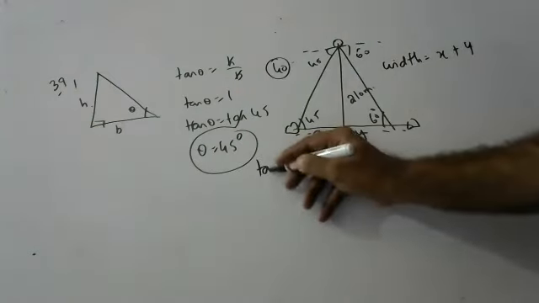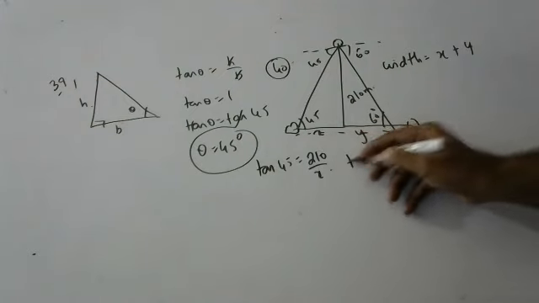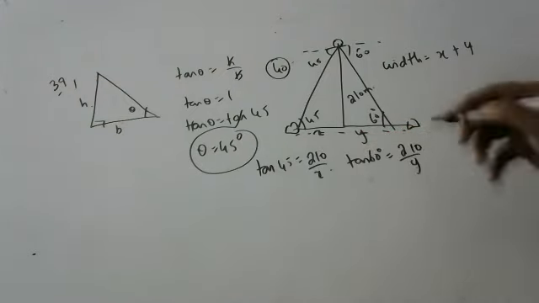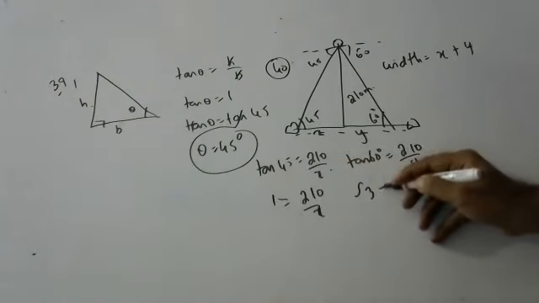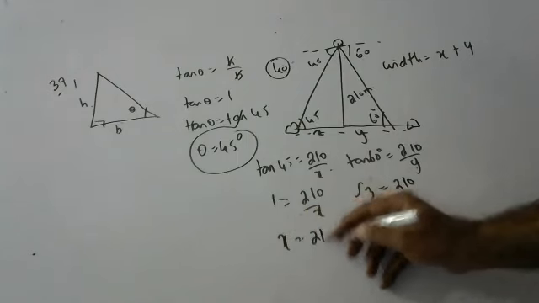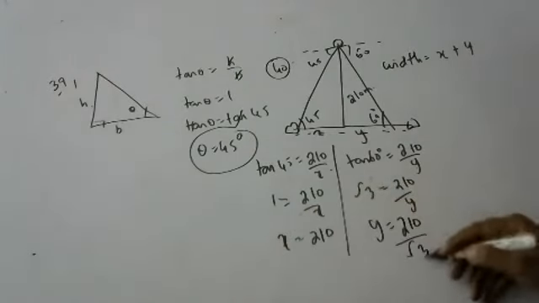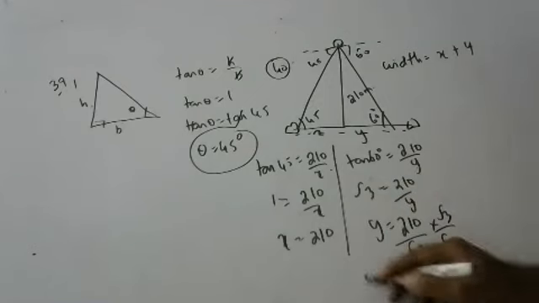Tan 45 is 210 by x. Tan 60 is 210 by y. So 1 is equal to 210 by x, and root 3 is equal to 210 by y. So x is equal to 210 and y is equal to 210 by root 3. Then 210 plus 210 by root 3, so rationalization.